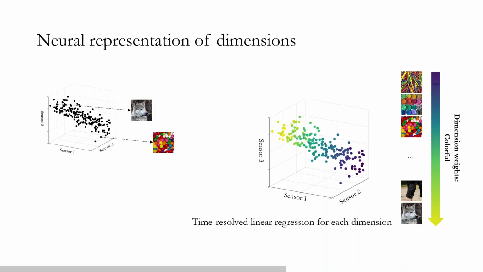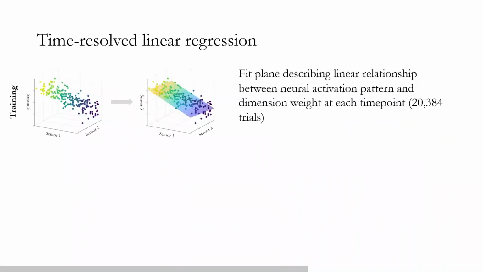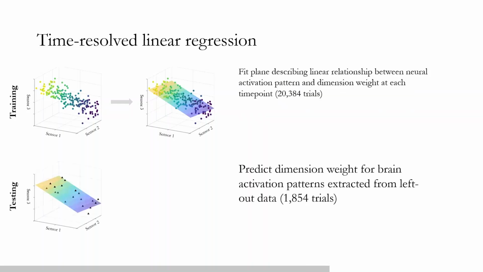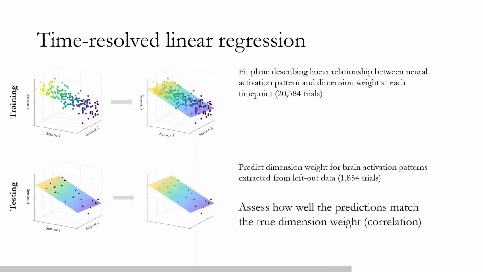I'm then running a time-resolved linear regression for this dimension to see at what time point the dimension is represented in the neural signal. To do this, I fit a plane that describes the linear relationship between the neuroactivation pattern and the dimension weight at every time point. Then I take independent data from a different session, extract the MEG data, and predict the dimension weight from the MEG signal. To assess how well the prediction matched the true dimension weight, we run a correlation to see how well we can predict the dimension at a given time point. If the correlation is high, it means that the dimension is represented in the signal at this time point.